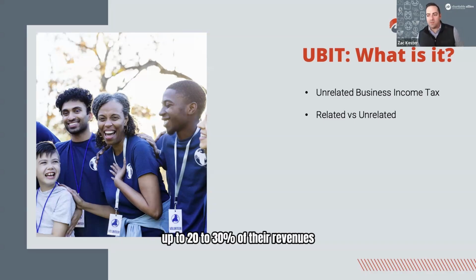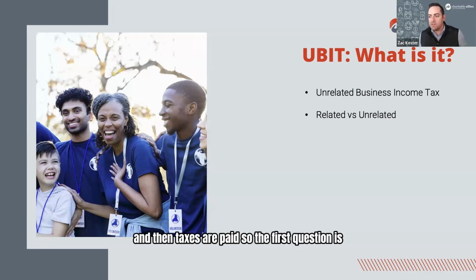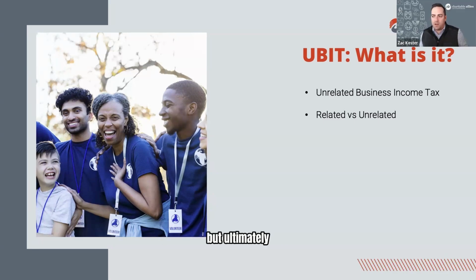And they're allowed to have up to 20 to 30% of their revenues come from unrelated business income. And then taxes are paid. So the first question is, is this business activity related or unrelated to the tax-exempt purpose of the organization? There's a series of tests related to that, several definitions, several exclusions and modifications to the definitions. But ultimately, this is where the rubber meets the road most of the time.